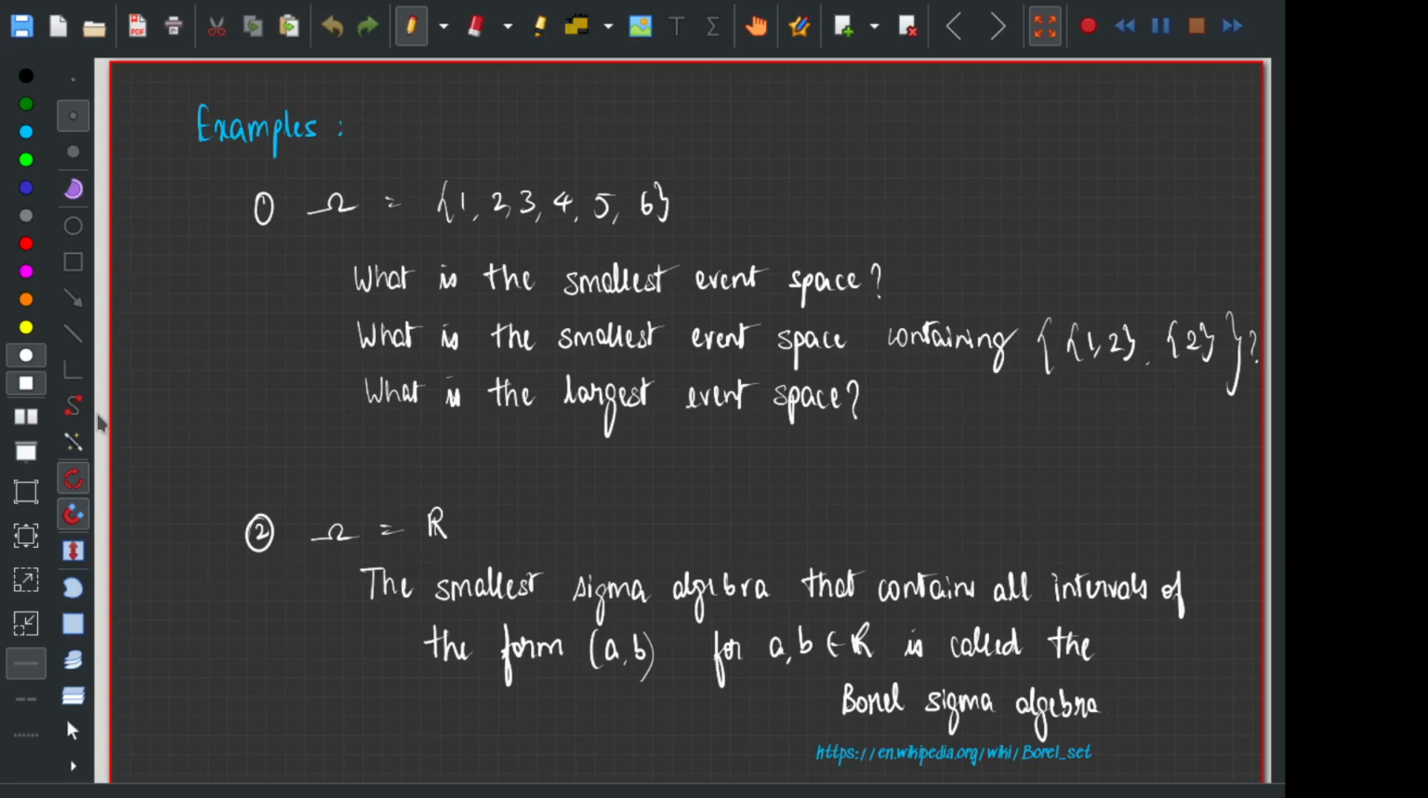Correct. So this would be the set containing just two elements, the null set, because the null set has to be an event, nothing happens, and everything happens. It's a trivial event space. It doesn't give us any non-trivial information about the events of the space. What is the smallest event space containing these two sets?